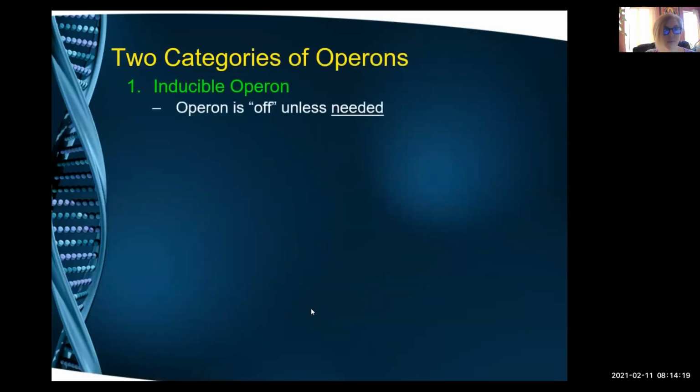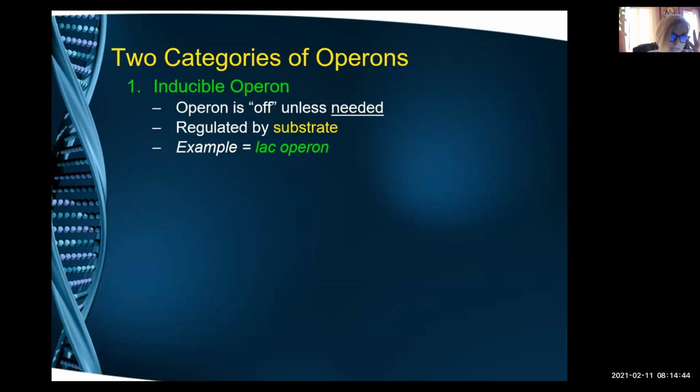So we have our inducible operon. The operon is typically off, turned on when needed. So this is regulated by a substrate. So something present will bond to the repressor, which then will bond to the promoter or the operator, which turns it off or on.